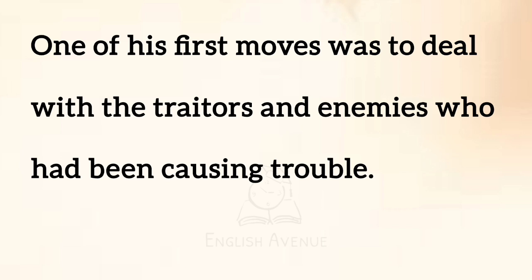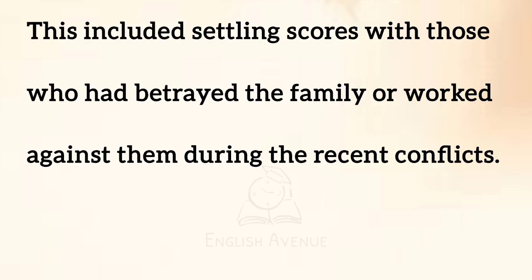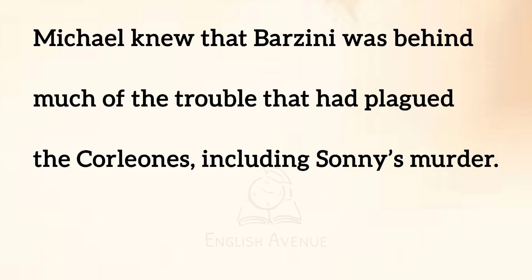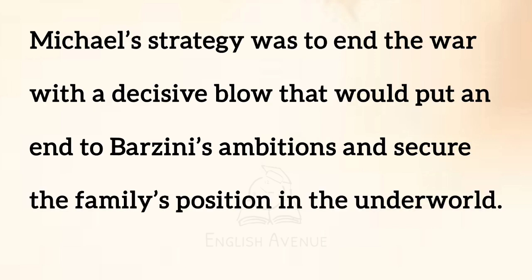One of his first moves was to deal with the traitors and enemies who had been causing trouble. This included settling scores with those who had betrayed the family or worked against them during the recent conflicts. One of Michael's significant actions was dealing with Barzini, the rival mafia boss who was a major threat to the Corleone family. Michael knew that Barzini was behind much of the trouble that had plagued the Corleones, including Sonny's murder. Michael's strategy was to end the war with a decisive blow that would put an end to Barzini's ambitions and secure the family's position in the underworld.